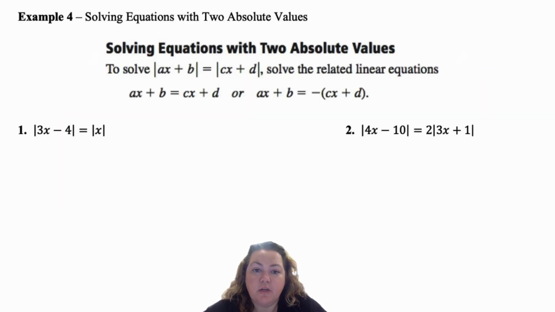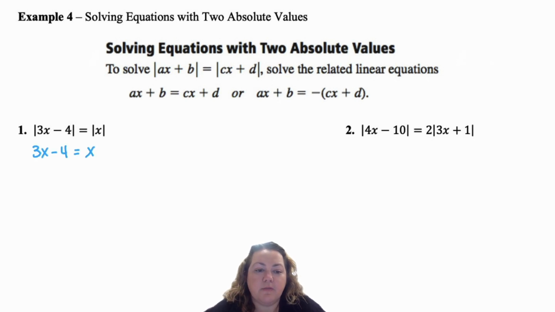All right, solving equations with two absolute values. To solve the absolute value of ax plus b equals the absolute value of cx plus d, solve the related linear equations: ax plus b equals cx plus d, or ax plus b equals negative (cx plus d). And make sure when you're doing the negative, you're doing it to all the pieces in that second absolute value.